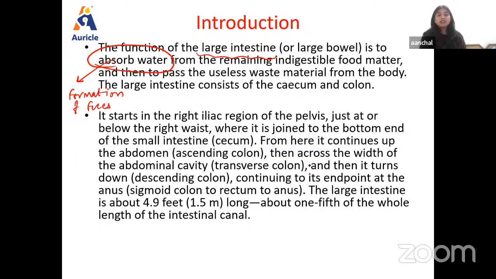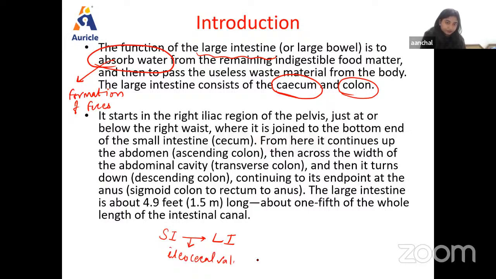Now talking about the parts of the large intestine. The main parts of the large intestine: first we have the cecum and second we have the colon. The part which connects the small intestine to the large intestine is the cecum. In between the small intestine and large intestine, there is the presence of a wall that is known as the ileocecal wall. Basically, it starts in the right iliac region of the pelvis, just at or below the right waist, where the bottom end of the small intestine is joined with the cecum.